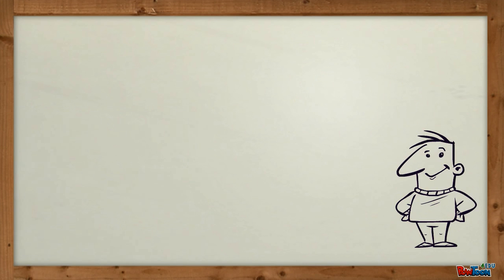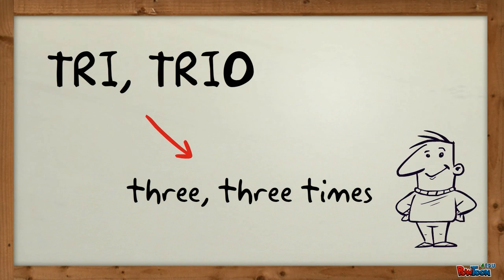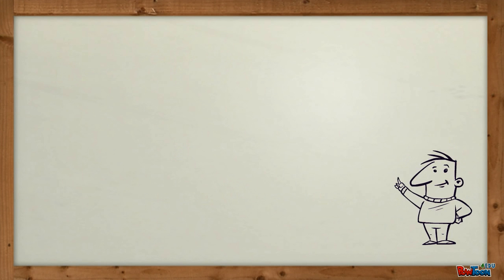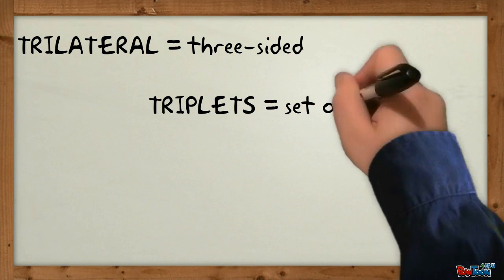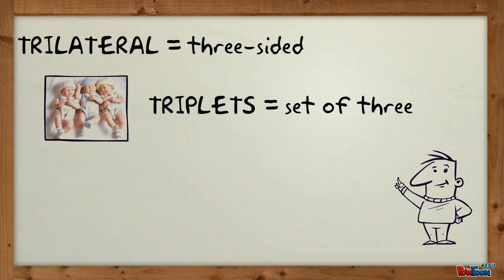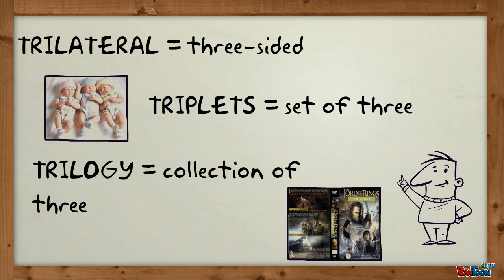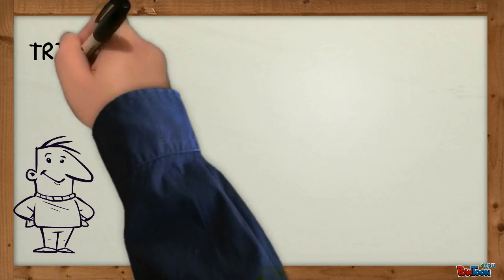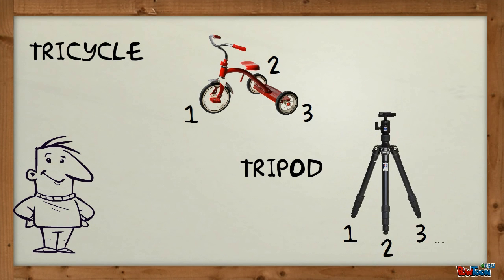Let's move on. Next up is tri or trio. Each means three or three times. And there are so many words with tri. Trilateral means three-sided. Triplets means a set of three, often referring to three children all born to the same mother at the same time. A trilogy is a collection of three, usually three stories. A tricycle is a pedaled vehicle with three wheels. A tripod is a stand with three legs.